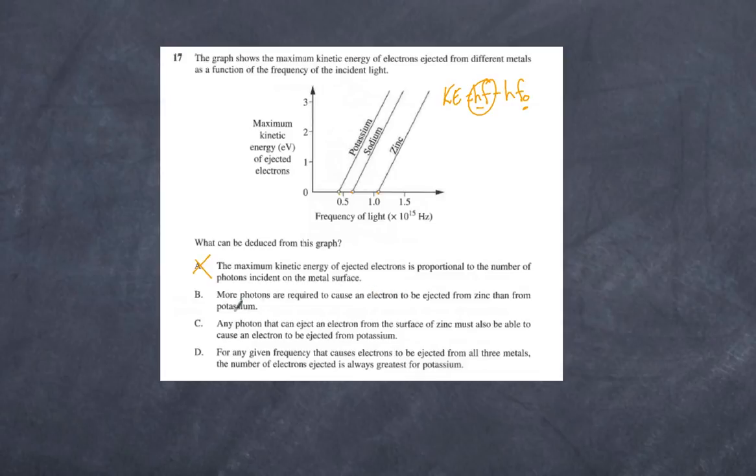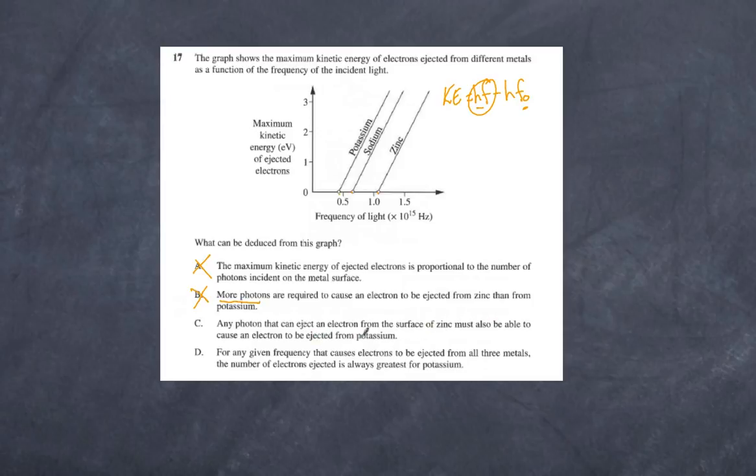B, more photons are required to cause an electron to be ejected from zinc than from potassium. This is again counter to what the photoelectric effect says. The number of photons does not play a part as to whether they will be releasing electrons from the metal. It has to be related to the energy of the individual photons, hf. So B is incorrect.